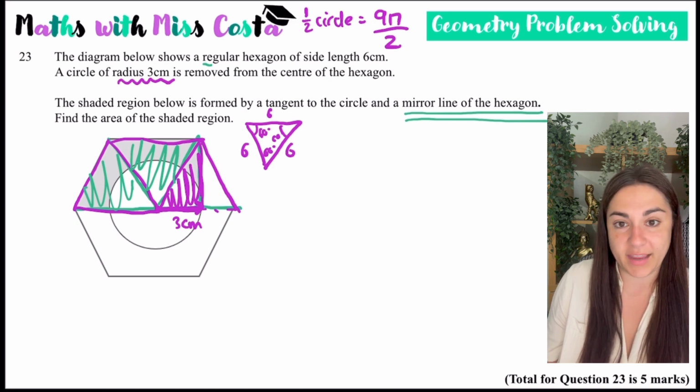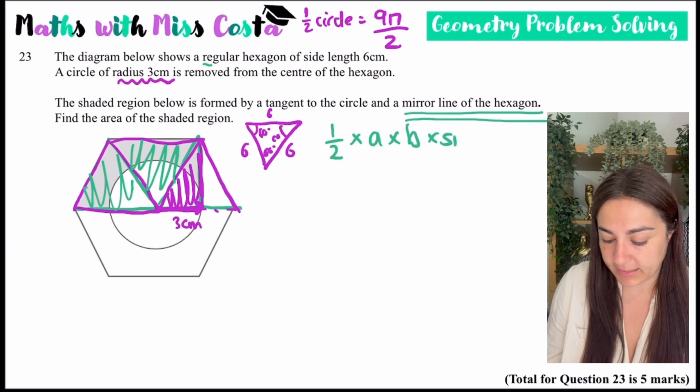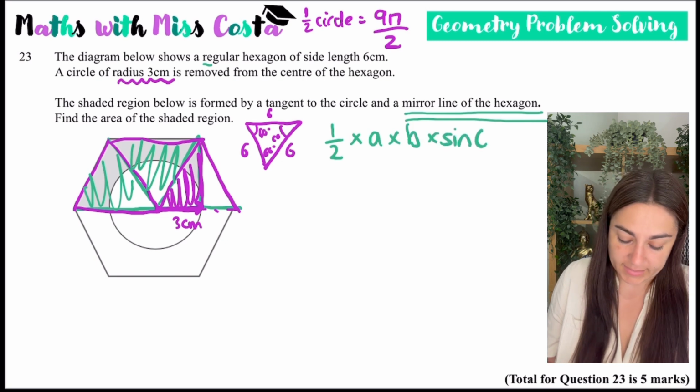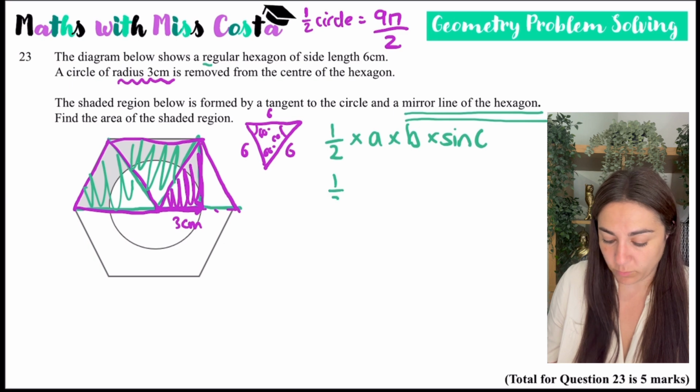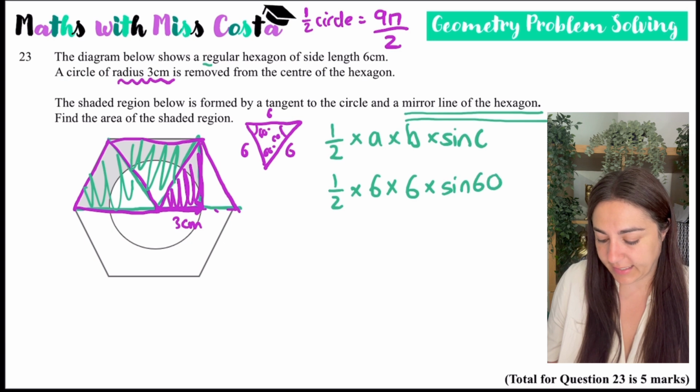How do you work out the area of a non-right angled triangle? The area for a triangle is half AB sine C. I know that the values of all of the sides are 6, so A and B are 6. And I know that every angle is 60.